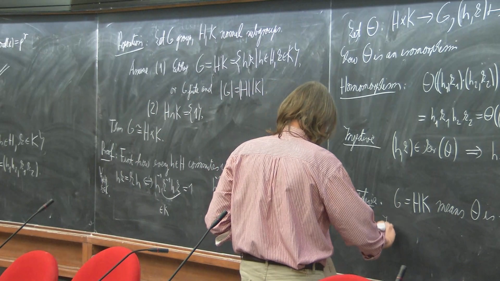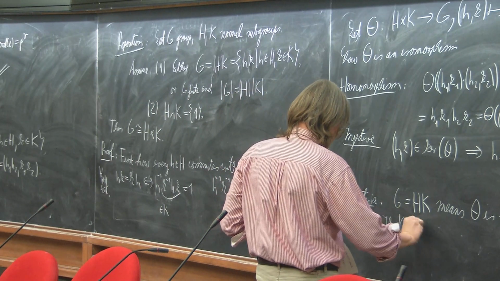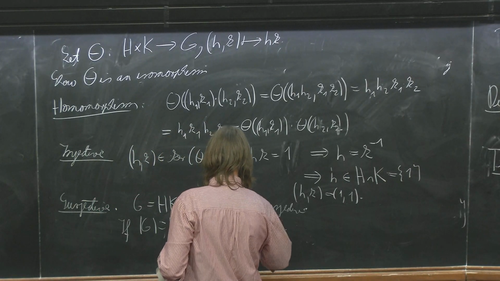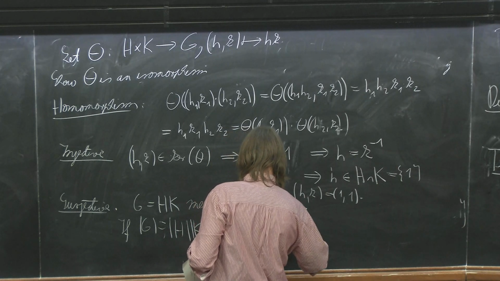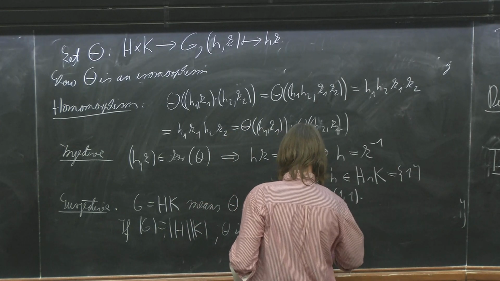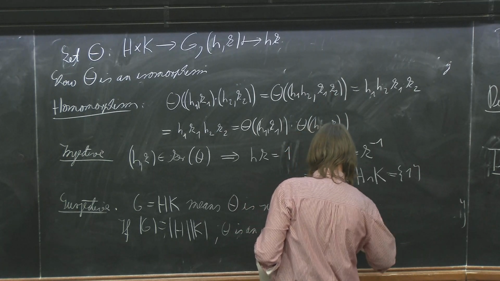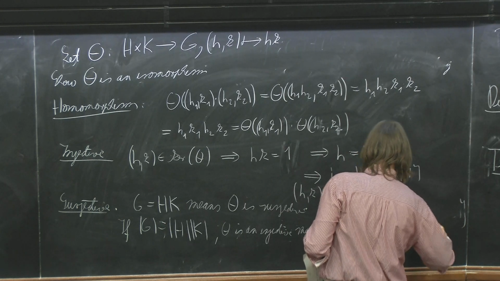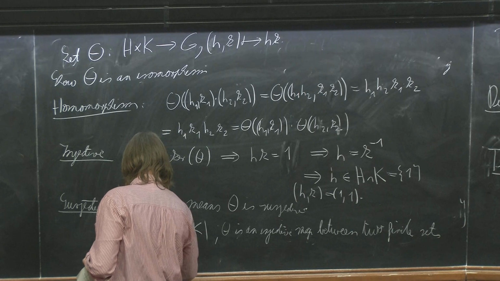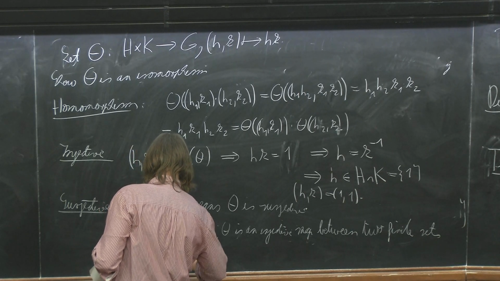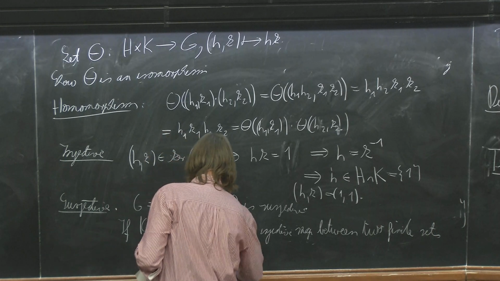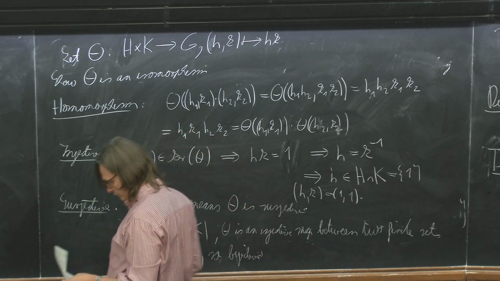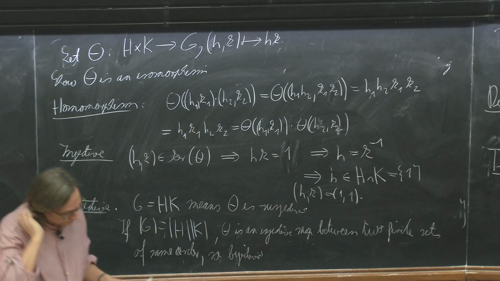So if G is equal to HK, we have that theta is an injective map between two finite sets with the same number of elements, so say of the same order. So it's bijective. Okay, so this was this simple fact.